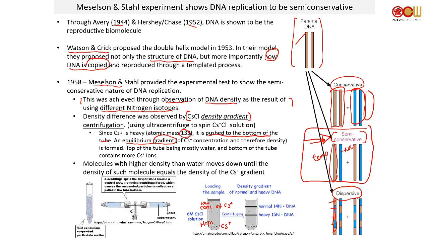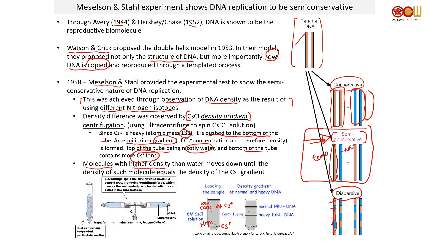Right? You have a very heavy metal ion, and a lot of it, and then you spin it real hard. Then you generate a concentration gradient because cesium is really heavy. Okay? So the top of the tube is mostly water. The bottom of the tube contains a lot more of these heavy metal ions.